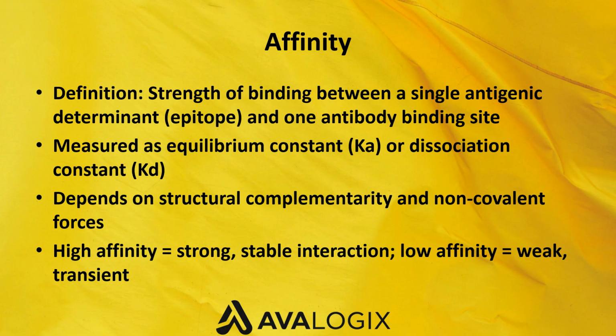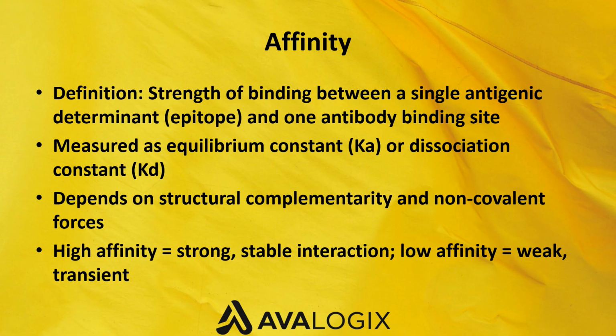Biologically, affinity matters because it determines how effective an antibody will be at recognizing and binding its target even at very low antigen concentrations. During the course of an immune response, B cells undergo a process known as affinity maturation, in which mutations in the antibody's variable regions are selected for stronger binding. This process ensures that, over time, the immune system produces antibodies with progressively higher affinity, which are far more effective at neutralizing pathogens. So, to put it simply, affinity is about quality, the strength of one-on-one binding.